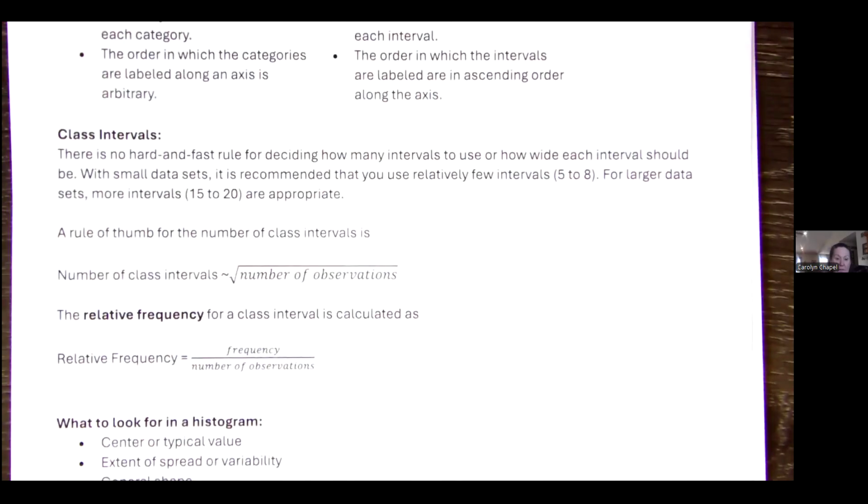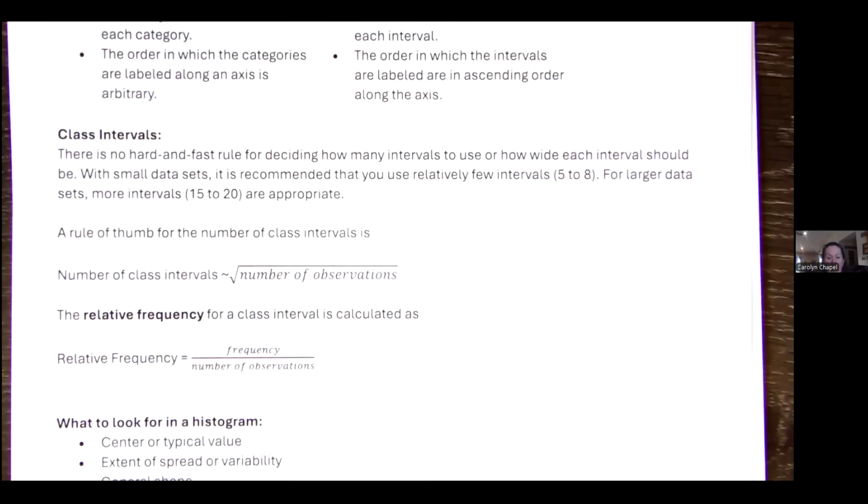Your relative frequency is just, instead of having how many, or the frequency along the column, they will have you calculate the relative frequency, which is kind of like a percentage in its decimal form for the number of people in that group.